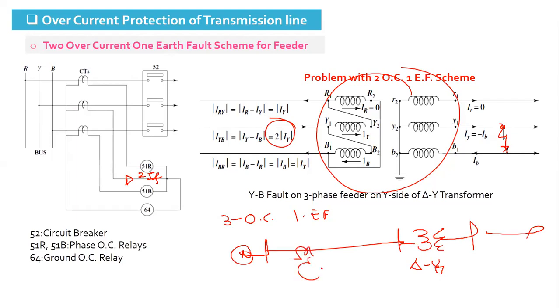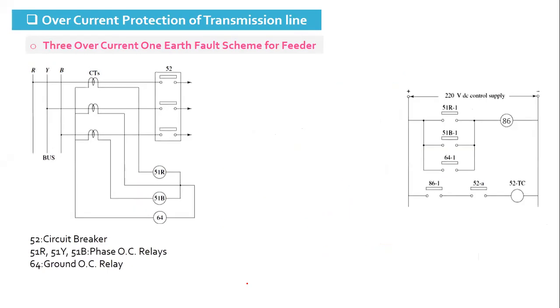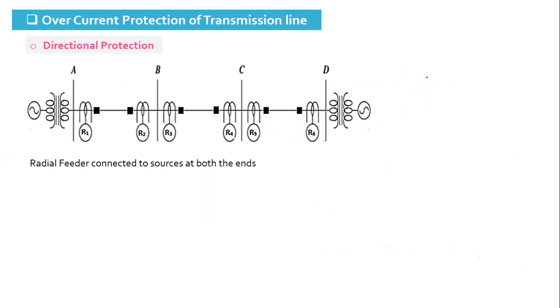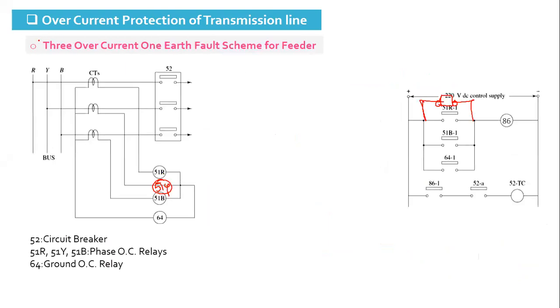Let's say here, there is a load. So this can be a 2 overcurrent 1 earth fault scheme, but this has to be a 3 overcurrent 1 earth fault scheme because of the delta star transformer. So here we also put one more relay, and here we put the normally open contact of that relay. So up to this point, we have kept in our mid-sem.